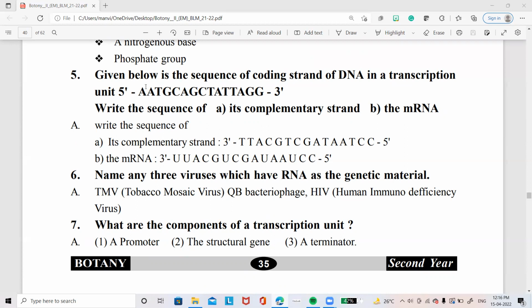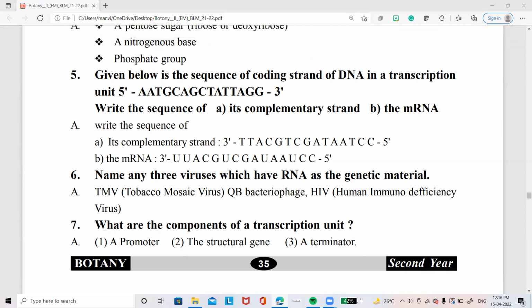The given sequence is the coding strand that you should remember. The complementary strand will be 3' to 5'. The mRNA also will be 3' to 5'. The only difference is that instead of thymine, we need to show uracil in the case of mRNA.